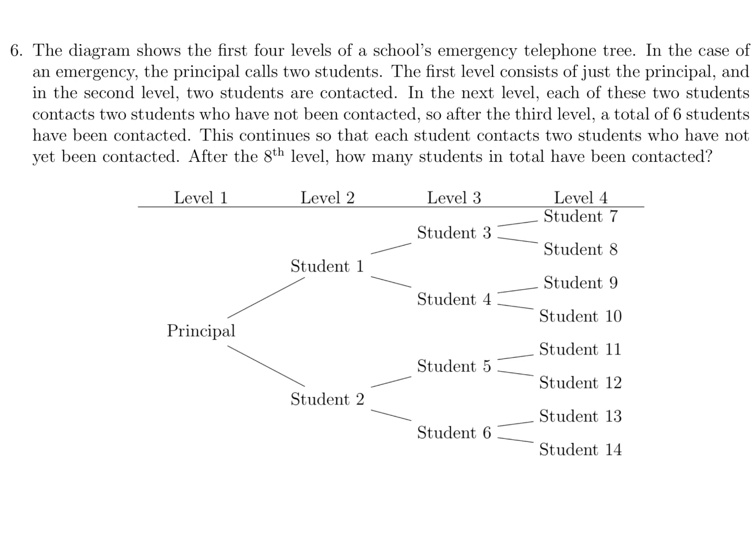The diagram shows the first 4 levels of a school's emergency telephone tree. In the case of an emergency, the principal calls 2 students. The first level consists of just the principal, and in the second level, 2 students are contacted. In the next level, each of these 2 students contacts 2 students who have not been contacted. So after the third level, a total of 6 students have been contacted. This continues so that each student contacts 2 students who have not yet been contacted. After the 8th level, how many students in total have been contacted?